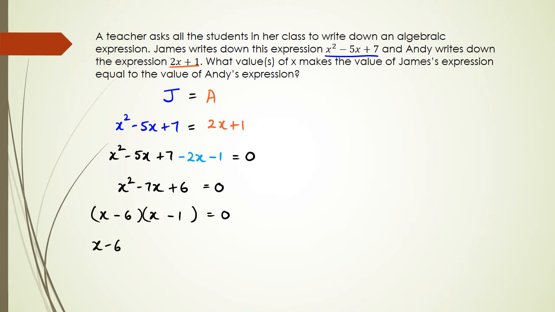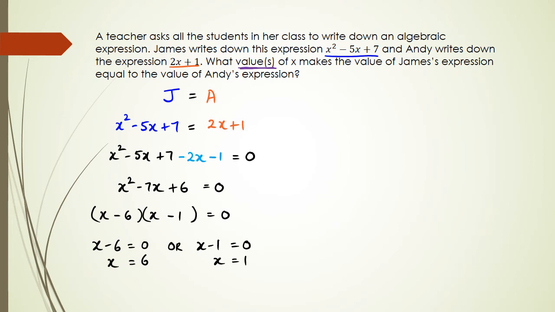Now at this point, x minus 6 equals 0, or x minus 1 is equal to 0. So in our first case, x is equal to 6. In our second case, x is equal to 1. So this particular question, when I wrote it, I actually did put "values", because sometimes you can have one value and sometimes you have two values. So in this particular case, you have two values for x where the answers will be equal.